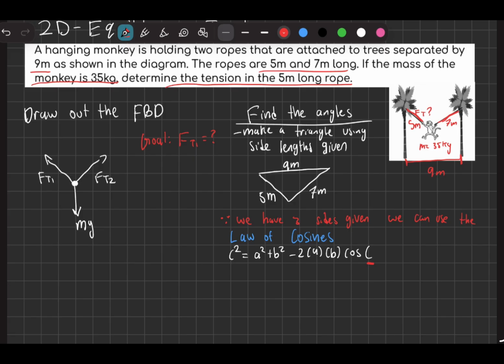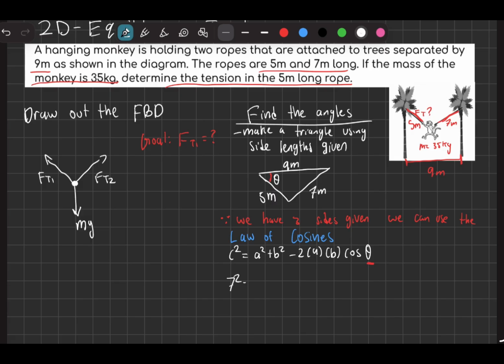The side length C in this case is 7 meters. We are going to decide that this length is 7 meters. And in the cosine law formula, the angle is always the angle opposite to that side. Instead of keeping this angle called C, we're actually going to call it theta.